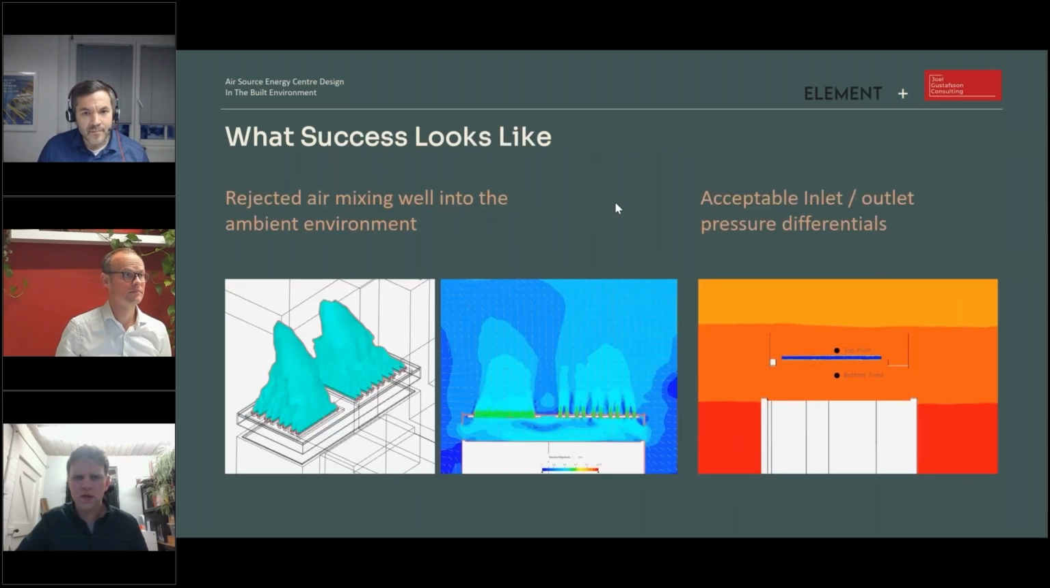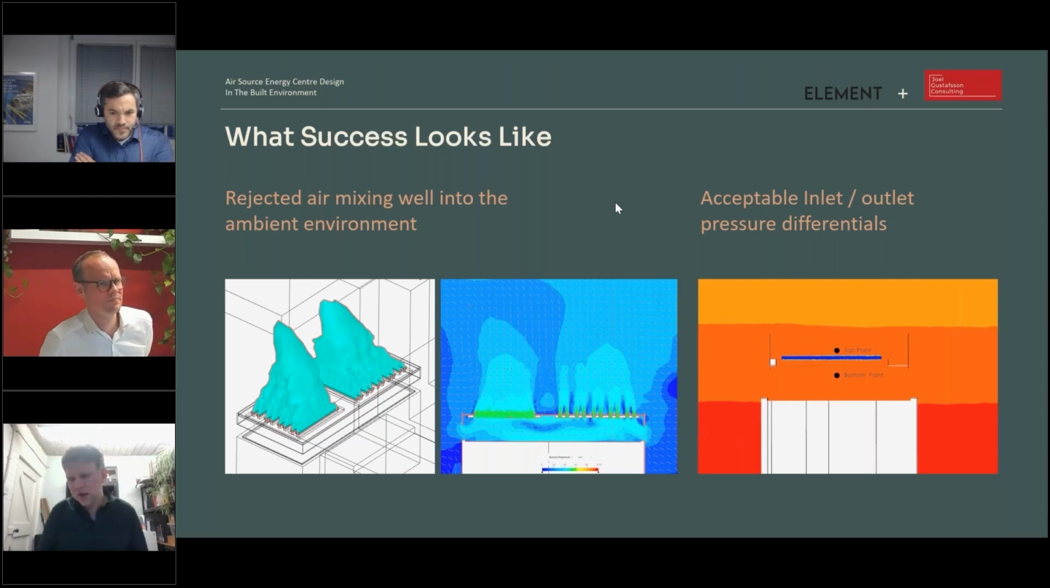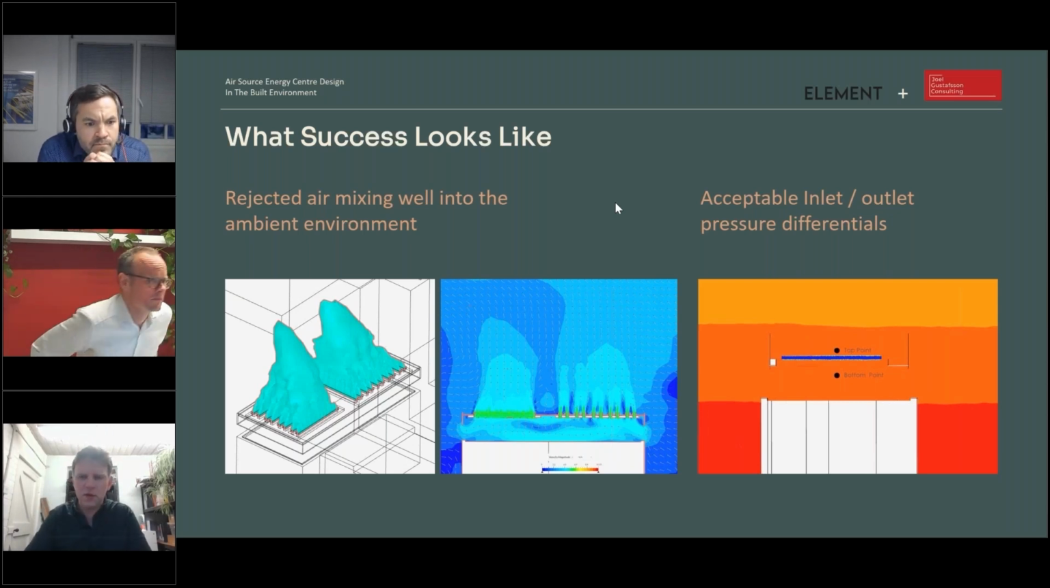Or if you can move on to the next slide, Joel. So what does success look like? There's a few things Joel has already touched on at the moment. These are the sort of things that we want to pick up on when we're completing our simulations.